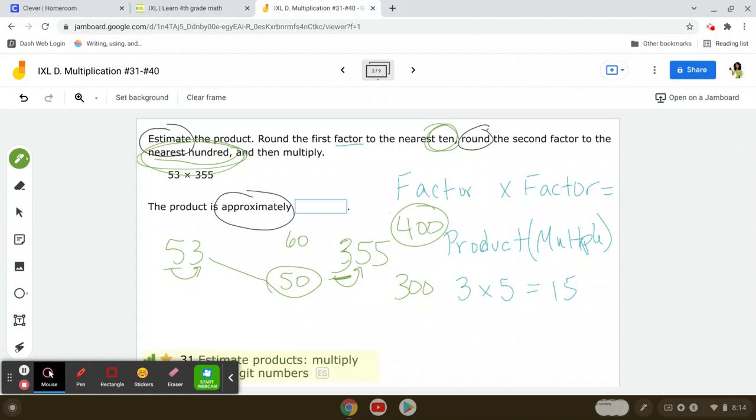And then multiply. So I'm not quite sure what 50 times 400 is, but I know 5 times 4 is 20. So I'm going to write down my 20. And then I'm going to just match up my extra zeros that I did not use. There's 3 of them. So the answer is 20,000.